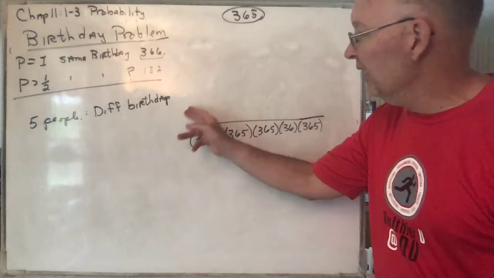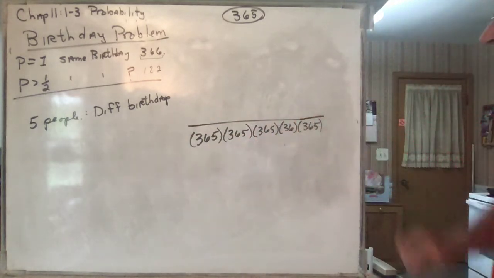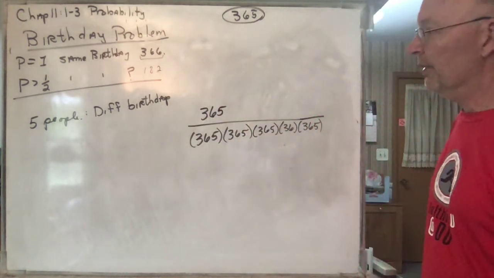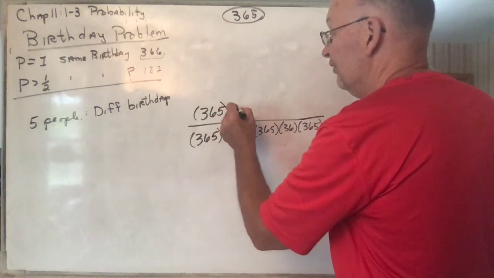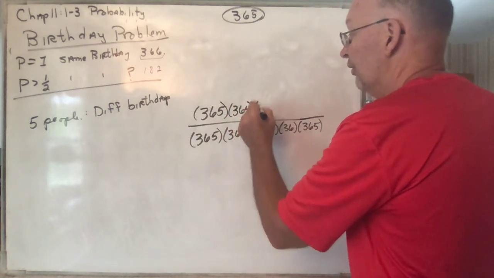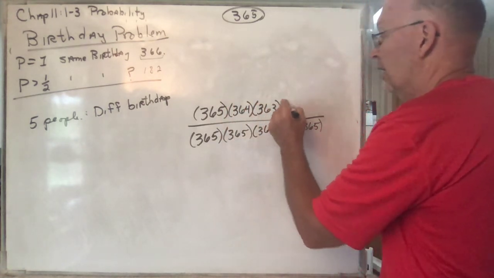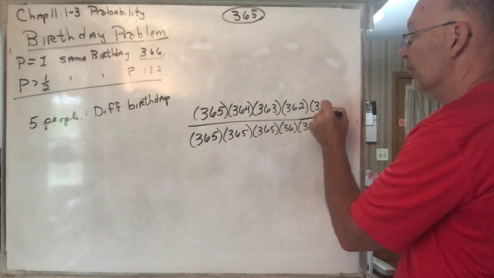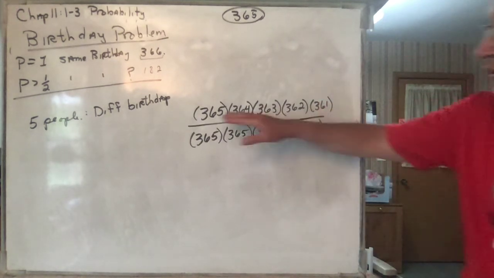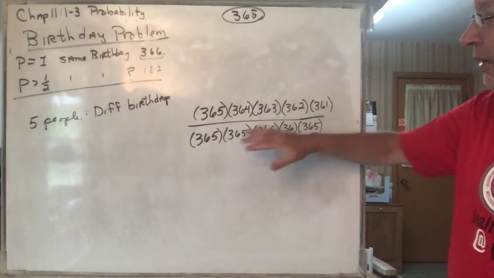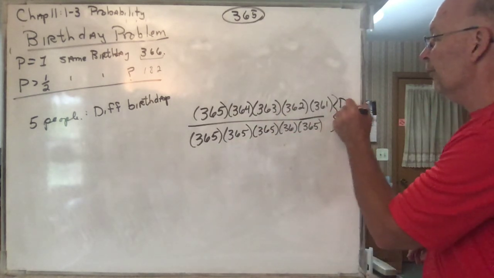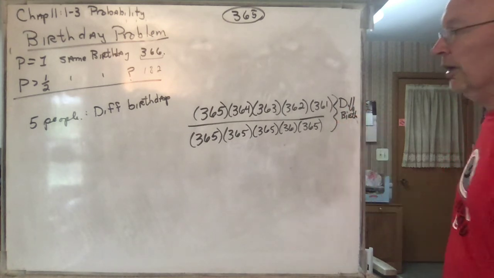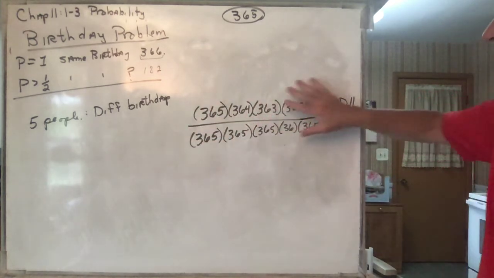And now, how many of those are going to have different birthdays? To have different birthdays, the first person would have this many choices. The second person would have this many choices. The third would have this many. The fourth would have this many choices. And the fifth one would then have this many choices. Agreed? So this number divided by this number is the probability that they all have different birthdays.